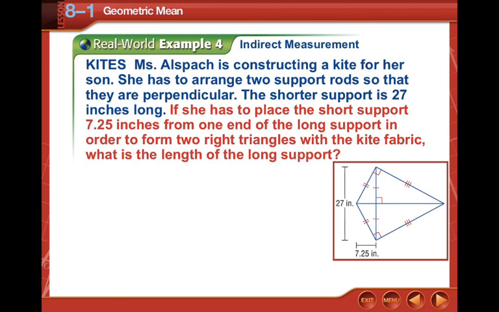So, before we even do any work to actually find our answer, let's take a look at this picture. So, we know that 27 inches is across both of our right triangles. And that means that it is also our altitude. So, I'll label our altitudes.